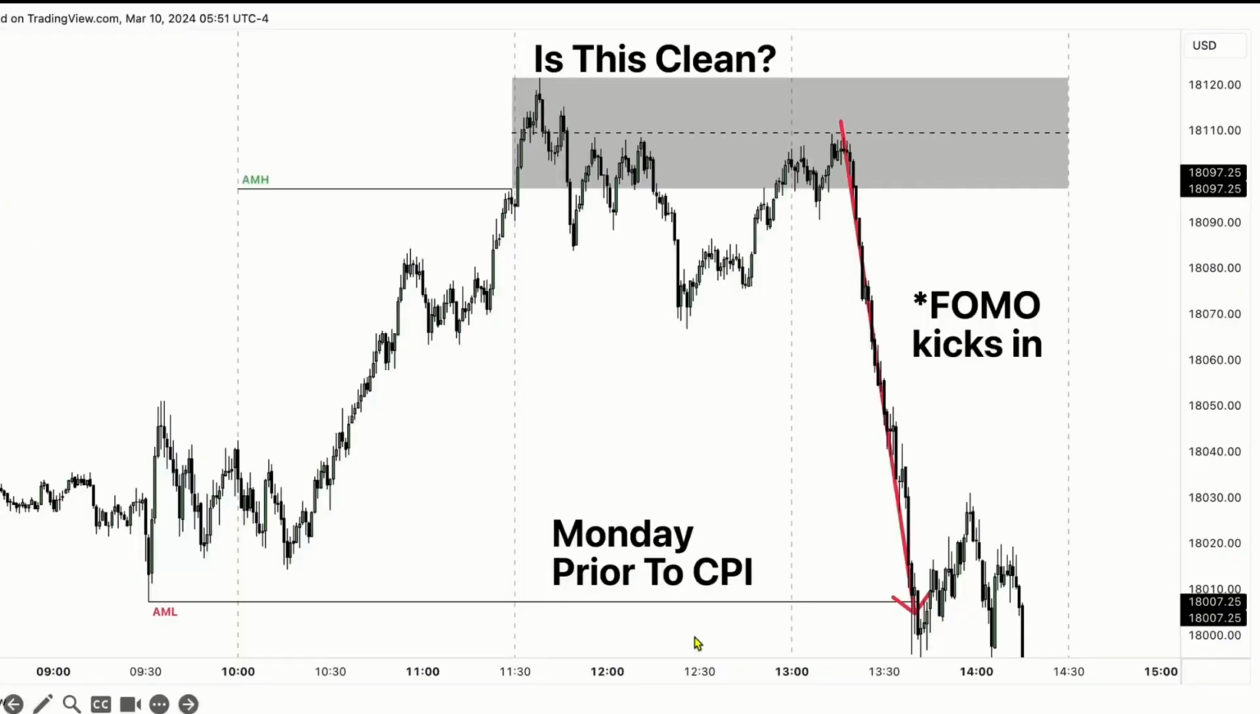Here we can see the Monday prior to CPI. So CPI was on Tuesday. What do we know? Whenever there's CPI on Tuesday, we want to avoid No News Monday, because No News Monday is likely to chop around.